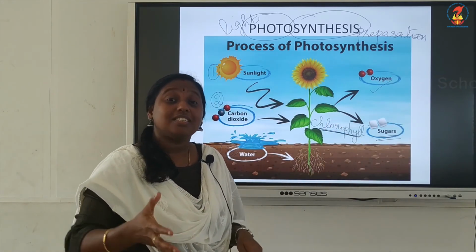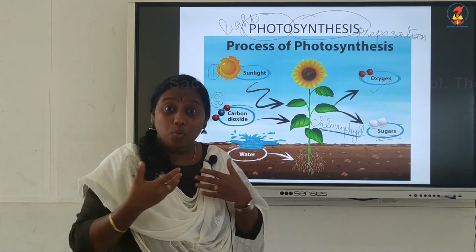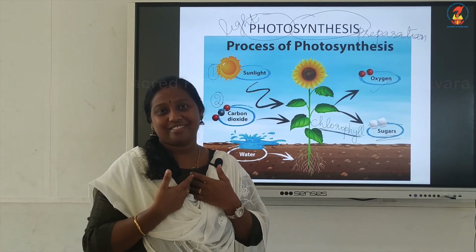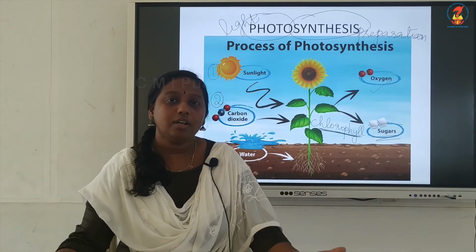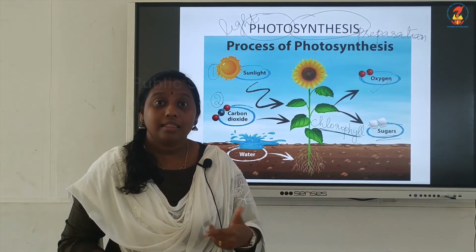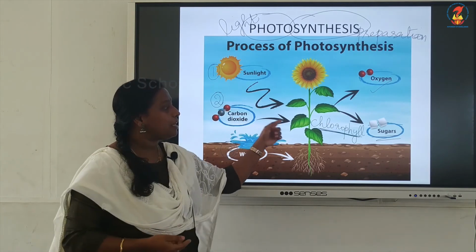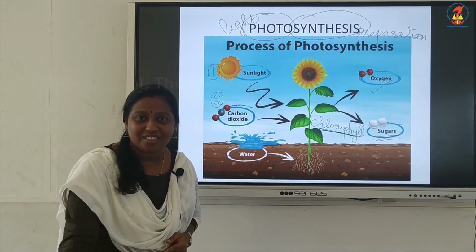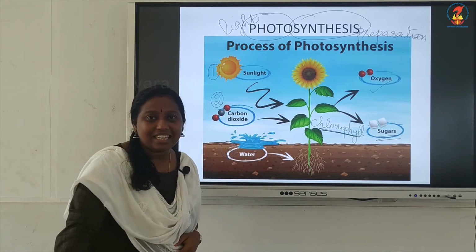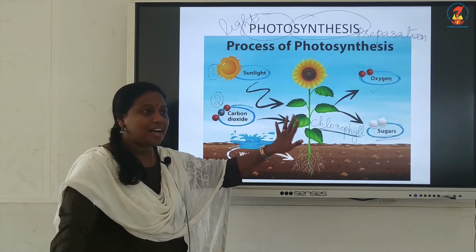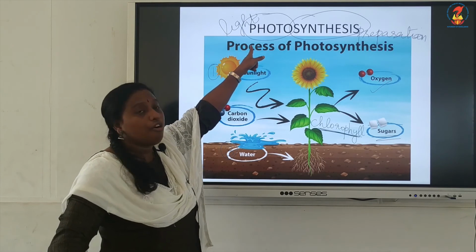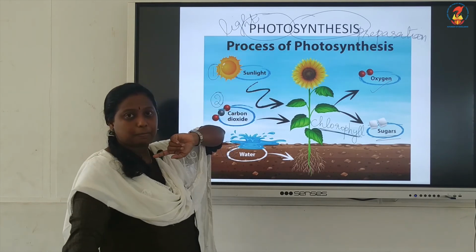So oxygen is a waste for a plant, but we require oxygen for respiration. We will take in oxygen, and we will be giving out carbon dioxide after breathing. That carbon dioxide will be again taken by the plant for doing photosynthesis. So is that clear? So this is the food making process of a plant. The plant will prepare its food by a process called photosynthesis.